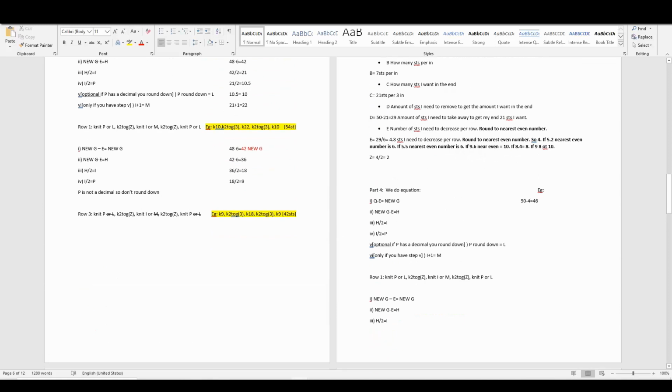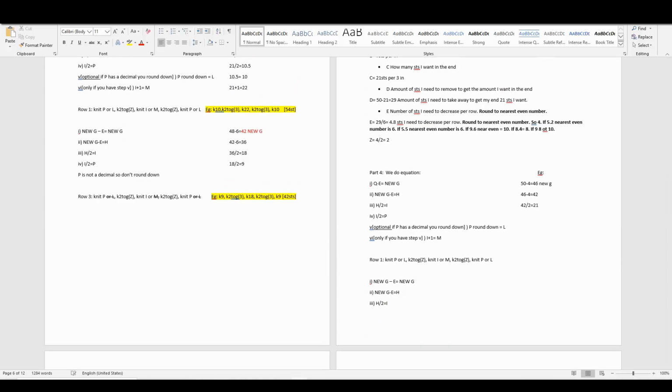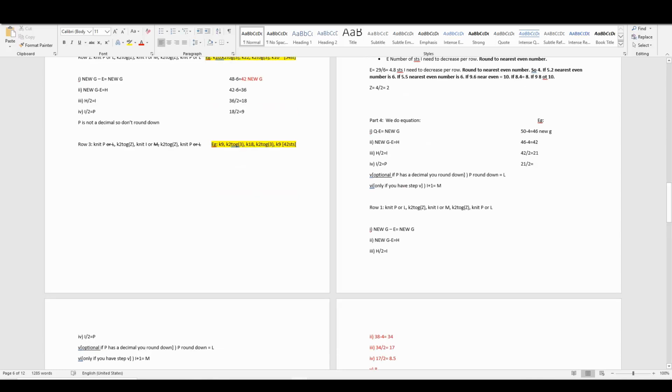And we're going to take that, our new G, which is 46, minus E, which is 4, equals 42. Now we're going to take that number, 42, which is H, divided by 2, which is a fixed number, equals 21. And then we're going to take that number, 21, divided by 2 equals P, which is 10.5.